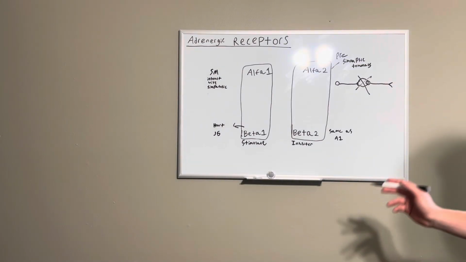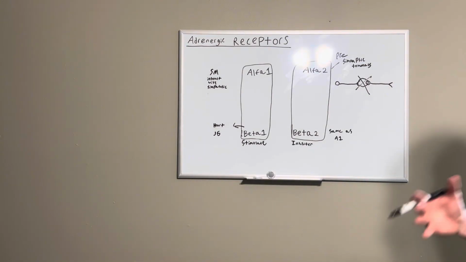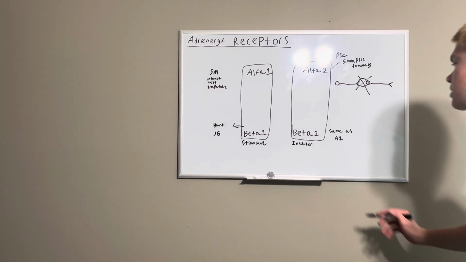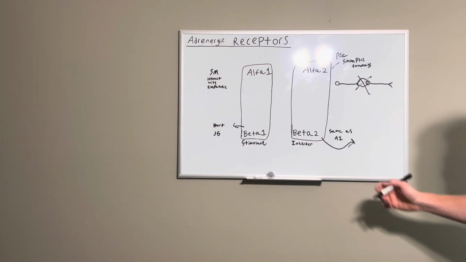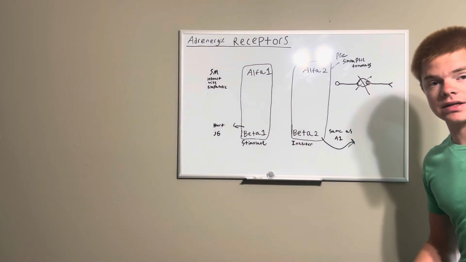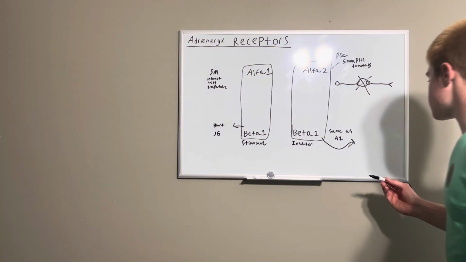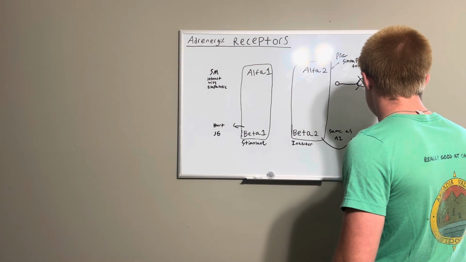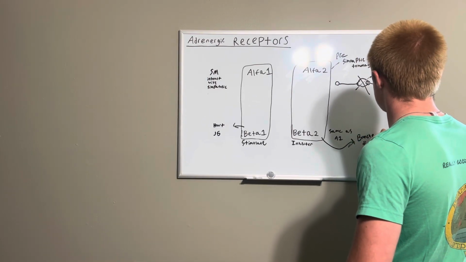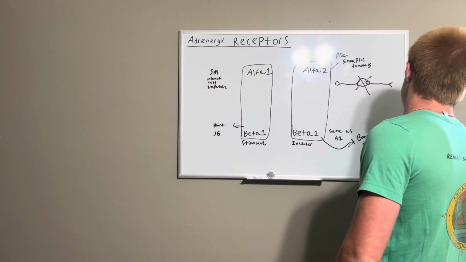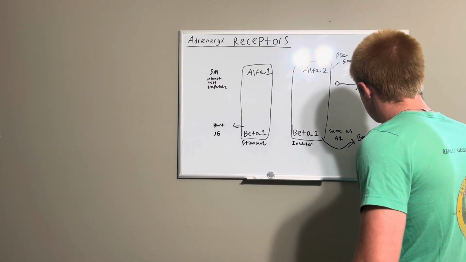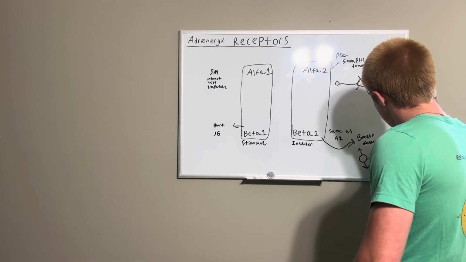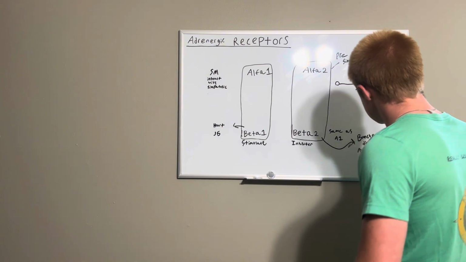Beta 2. So beta 2 is going to be a dilator. It's found a lot in the airways, and its main effect is bronchodilation. Anything that is going to activate beta 2 is going to be a beta 2 agonist, right? So a beta 2 agonist, like I said, causes bronchodilation.